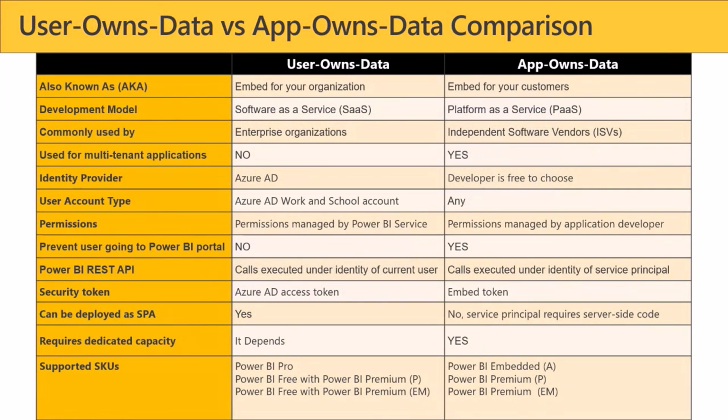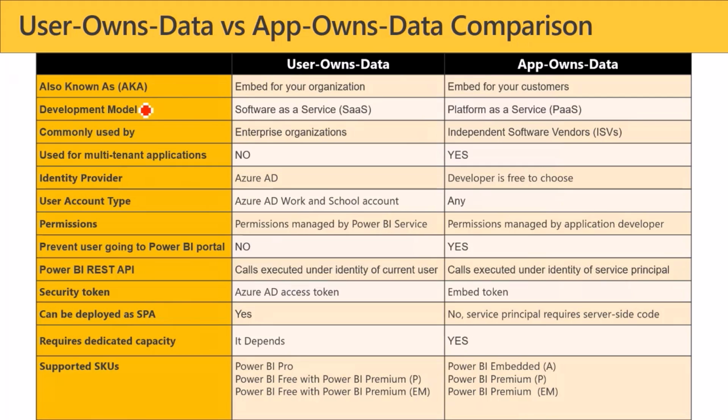Now, just to go down this big list, Scott, there's the AKA: user owns data, also known as embed for your organization, and app owns data, also known as embed for your customers. And realize, one is really a SaaS model, where users have licenses and each user license is paying for the Power BI usage, as opposed to a PaaS model, where we just buy memory and processing cycles, and there's no per-user licensing.